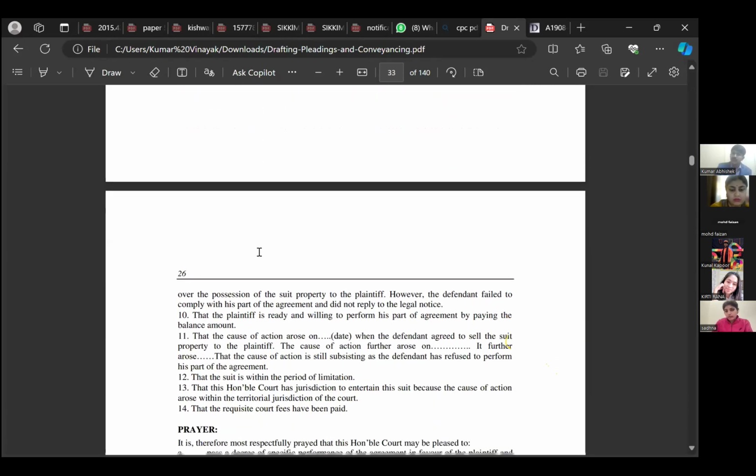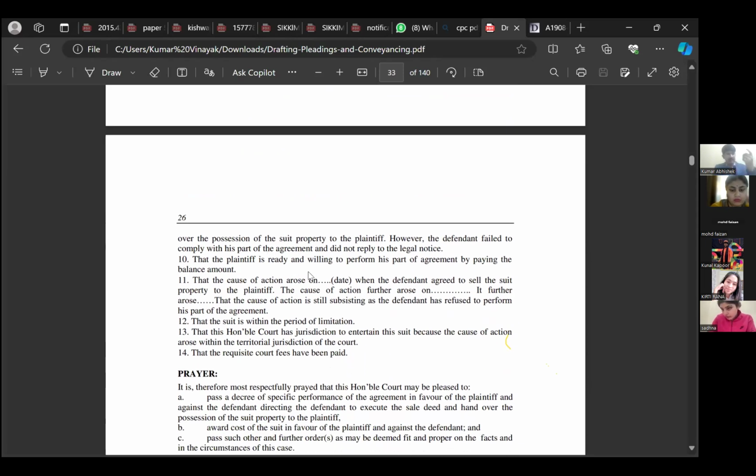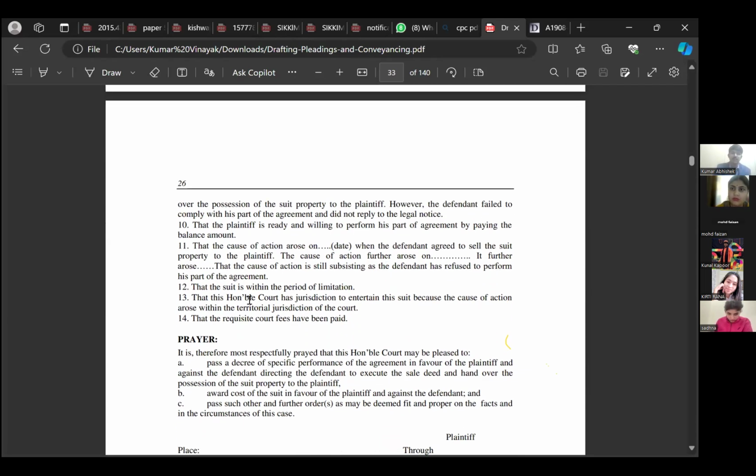So you will detail all these circumstances herein only. Then you will say that this suit is within the period of limitation, because it has to be stated whether it is within the period of limitation or not. If it is not within the period of limitation, you have to say why the court should waive the limitation period and what are the grounds for such waiver. Then you have to state that this honorable court has jurisdiction to entertain this suit because the cause of action arose within the territorial jurisdiction of this court.